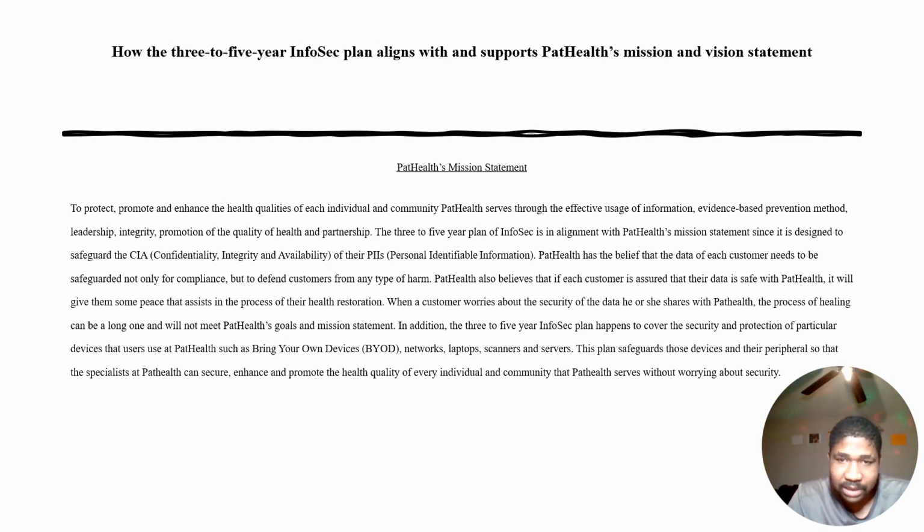Part Health also believes that if each customer is assured that the data is safe with Part Health, it will give them some peace that assists in the process of their health restoration. When a customer worries about the security of the data he or she shares with Part Health, the process of healing can be a long one. I will meet Part Health's goals and mission statement.